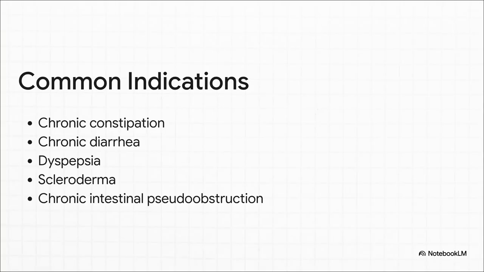And the reasons to order these tests are pretty broad. They cover some of the toughest complaints we see in GI. Of course, there's chronic constipation and diarrhea, but we also use them for things like dyspepsia, that nagging, unexplained upper abdominal pain. They're even crucial for seeing how a systemic disease, like scleroderma, is affecting the gut. It really shows you just how versatile these tests can be.